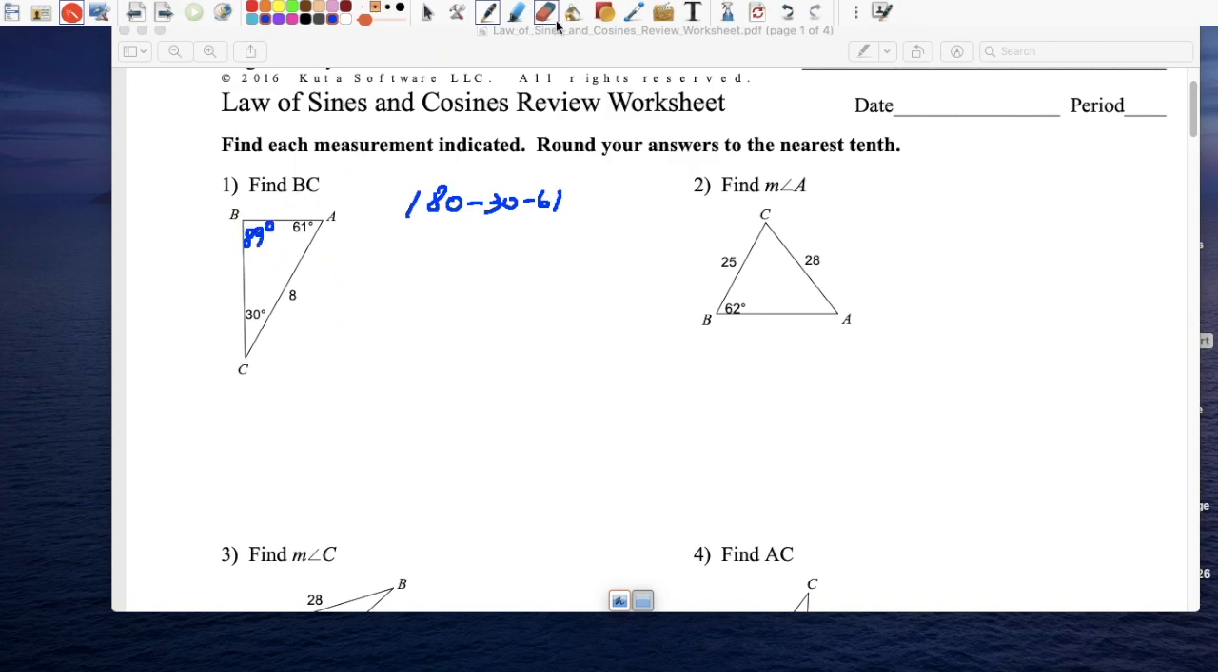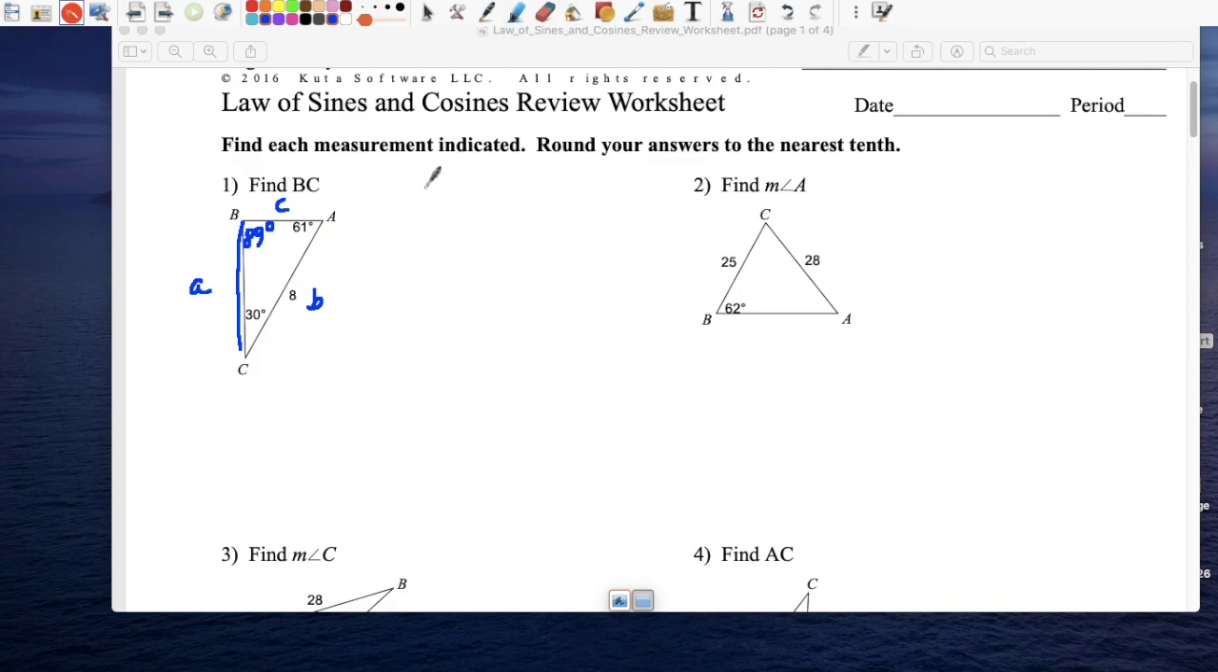Now, how does that help me? Now you gotta decide. Well, we're looking for this side here. That's what we're looking for. I'm gonna sort of trace it. This is what they want. That side there, also known as little a, right? Because it's opposite angle A. This is little b, and this would be little c. Now, you gotta decide whether you want to use cosines or sine. And in this case, you're probably better off using law of sines.